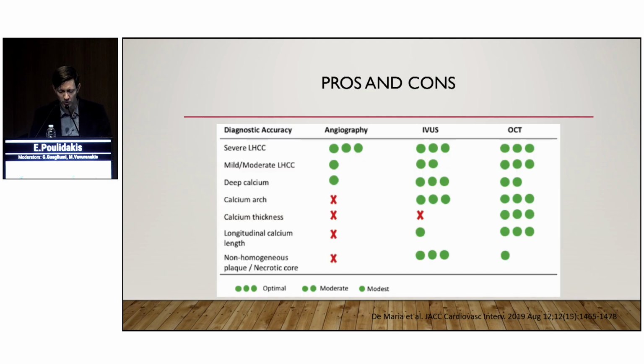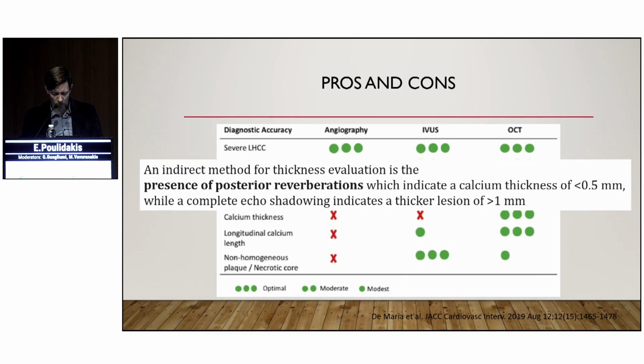So the pros and cons, as we see here: angio performs well only in severe calcifications. IVUS cannot provide thickness due to acoustic shadowing, but it compensates due to its deep tissue penetration, and OCT performs well in most scenarios. So this is a hint to overcome the limitation of IVUS: the presence of reverberations points towards more or less than 0.5 millimeter of thickness.